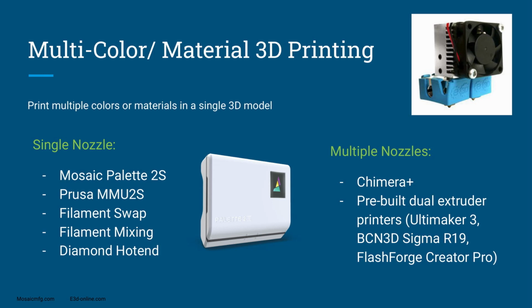In addition, a lot of printers come pre-built with dual extruders, like the Ultimaker 3, also the BCN3D Sigma R19. The FlashForge Creator Pro has 2 nozzles as well. So if you want to print with multiple colors or multiple materials, there are some 3D printers that already have this feature built in.